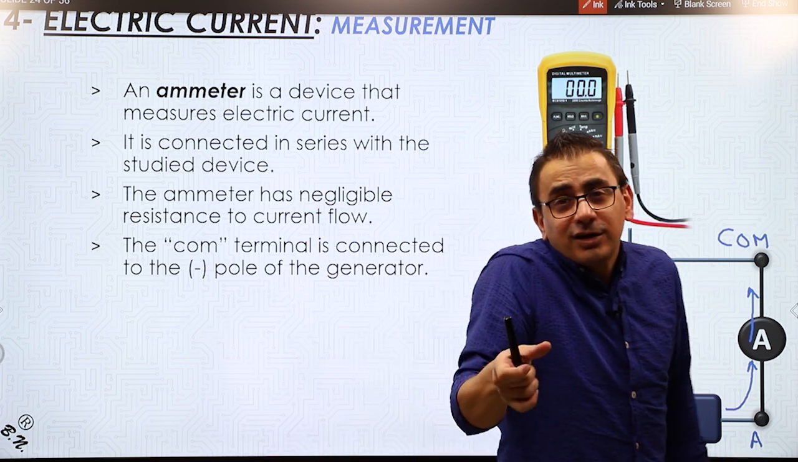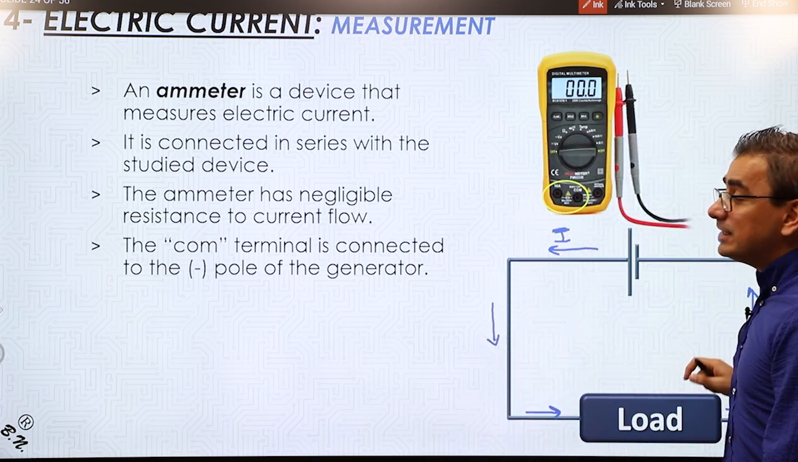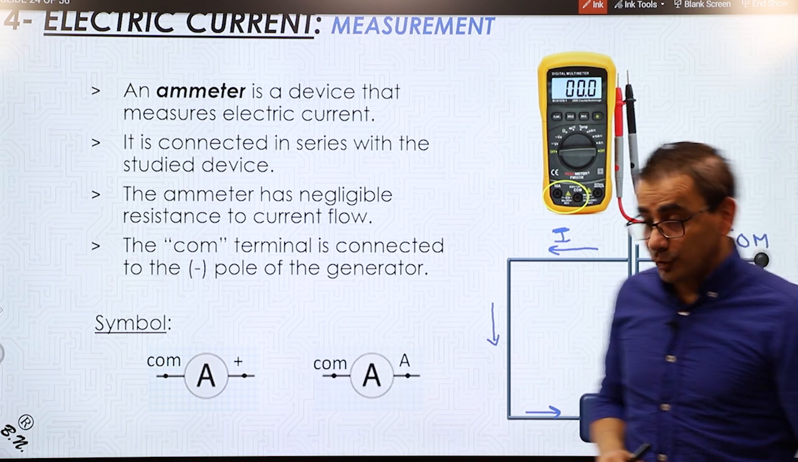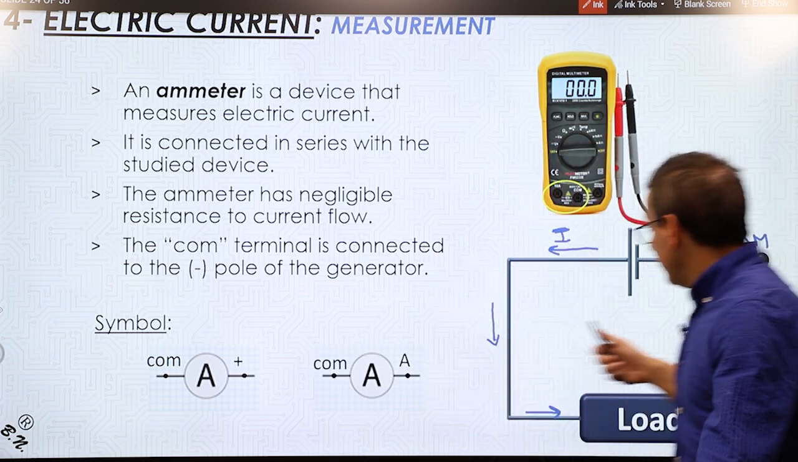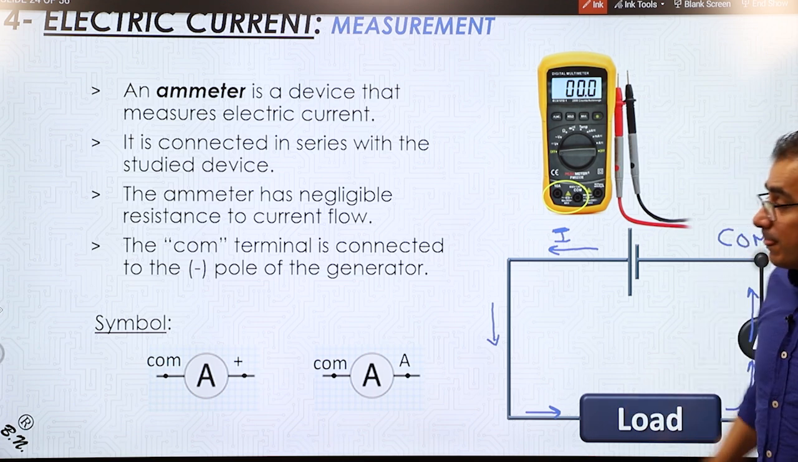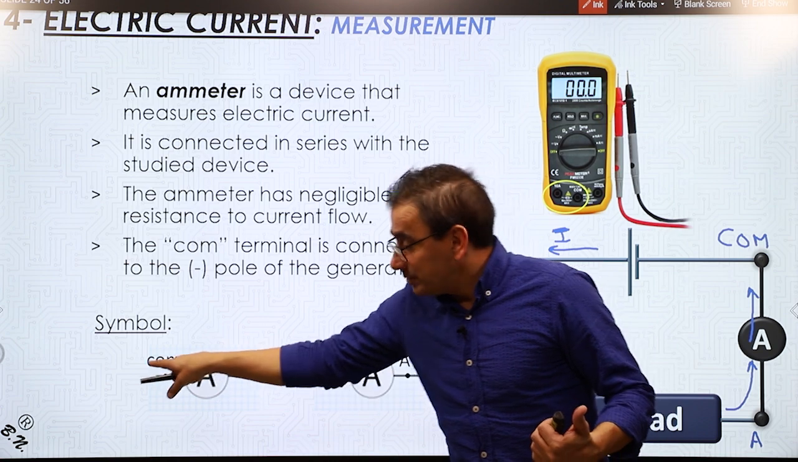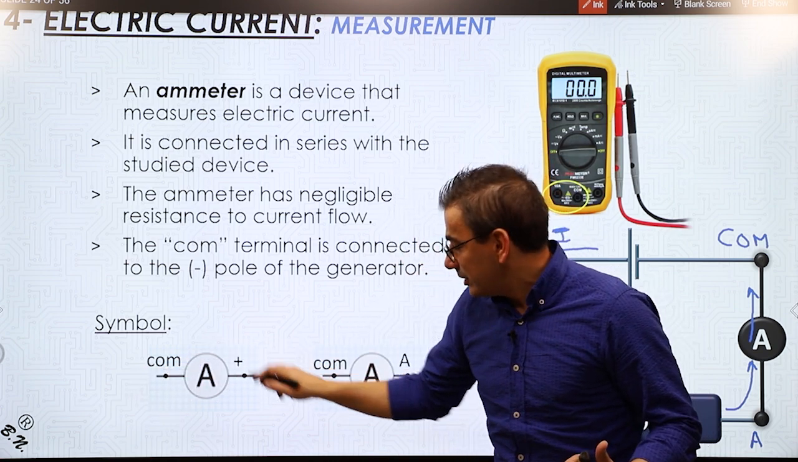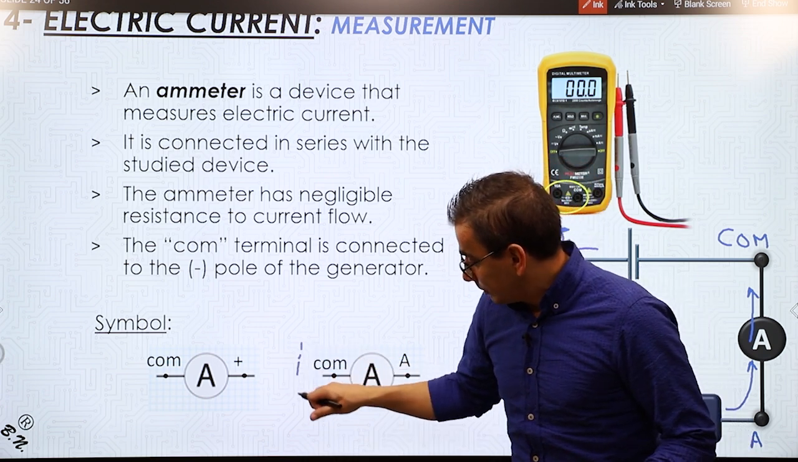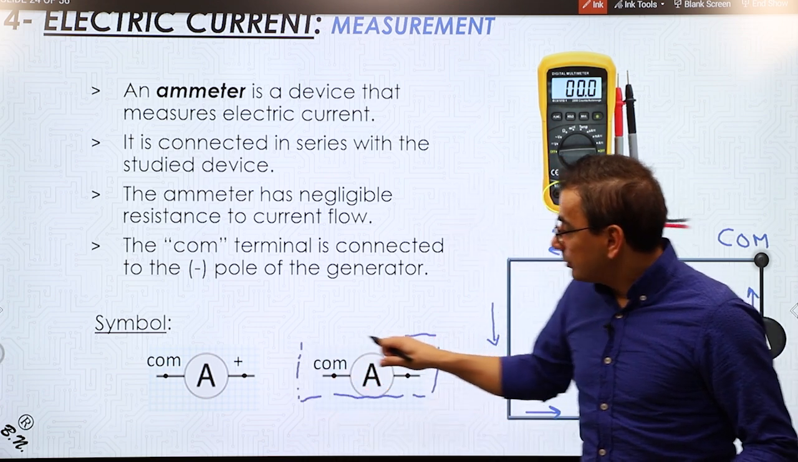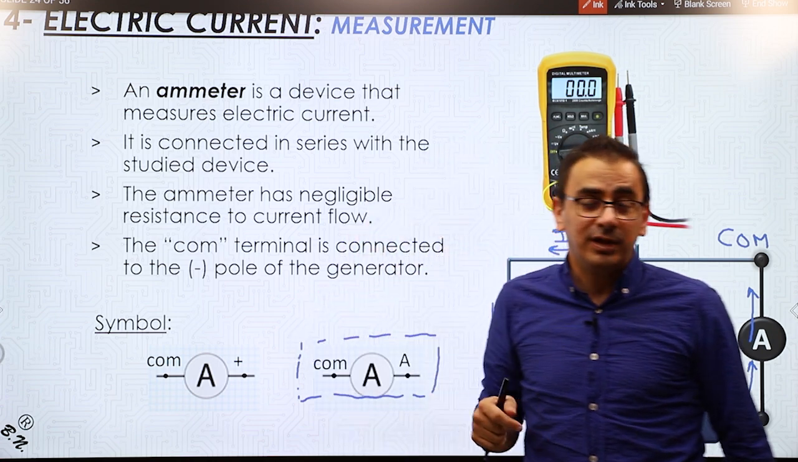But if you reverse the connection, it's not the end of the world. All that you're going to have is a negative reading in the ammeter. So if you just reverse the connections, it remains correct, but it will display a negative reading. The symbol for an ammeter, as you saw there, we draw A and place COM and plus. This plus can be removed and replaced by the letter A. I prefer to use this usually, by the way, because having a lot of plus signs in the circuit might be a bit confusing, especially if you have many ammeters.